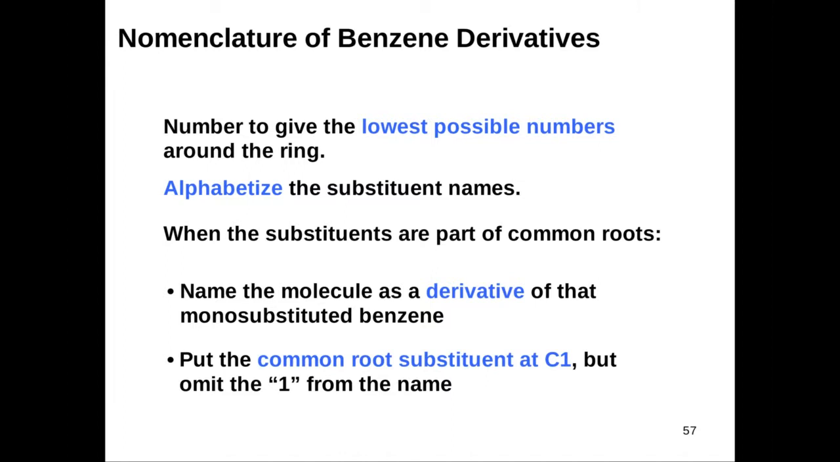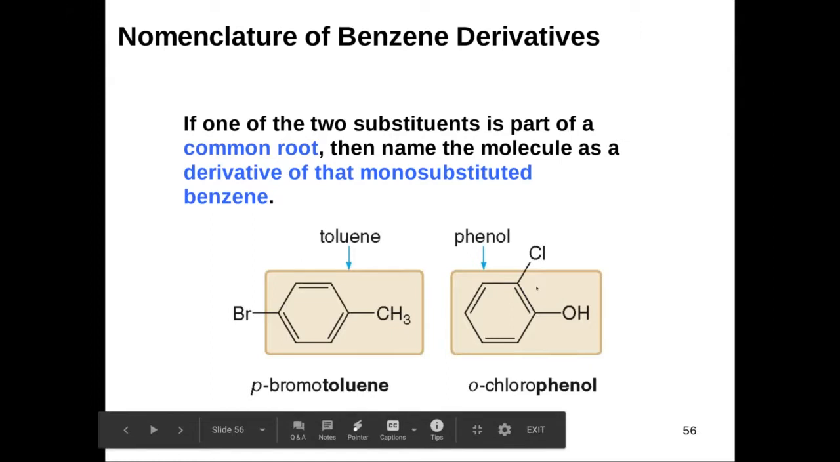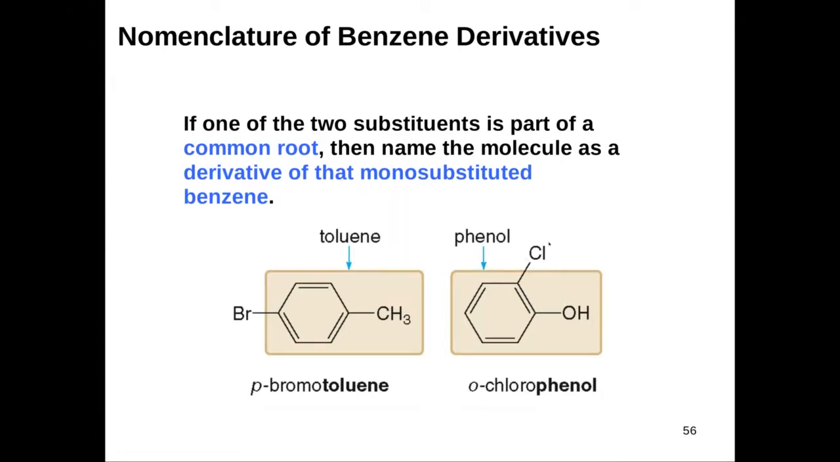And we put the common root substituent at C1, but omit the 1 from the name. So again, remember, this is phenol. It's at the 1 spot. This would have to be the 2 spot, because this substituent here has to have a low number too.